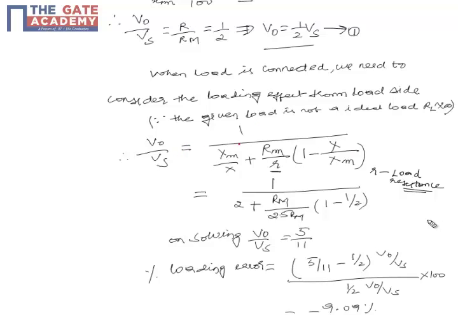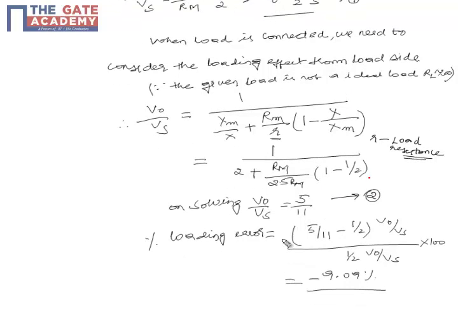When we consider the loading effect, we get the output expression: output voltage divided by supply voltage is equal to 1 divided by the sum of Xm by X, that is the total displacement of the pot by the displacement of the slider, plus Rm by R into 1 minus X by Xm. We have calculated X by Xm as 1 by 2 from the above expression, and R is given as 2.5 times the pot resistance. So on solving this, we get the ratio of output to input voltage, V out by Vs, equal to 5 by 11. So now we have calculated both the quantities, with loading and without loading.